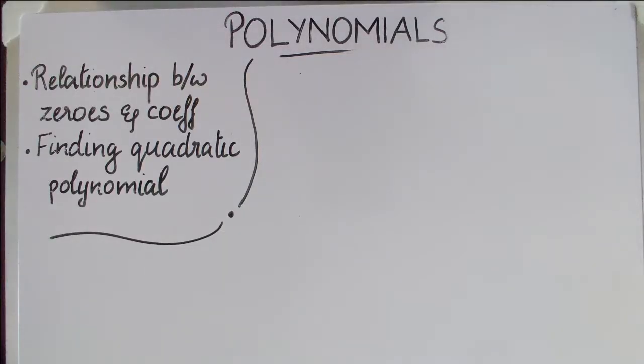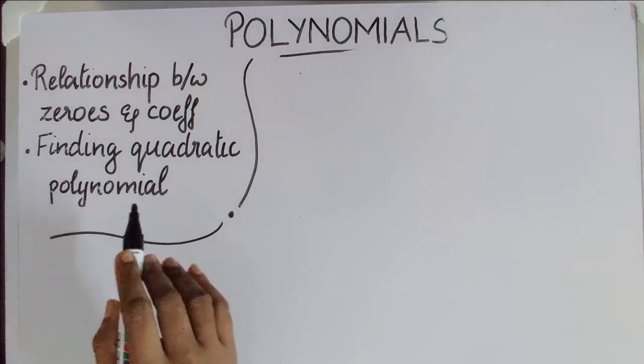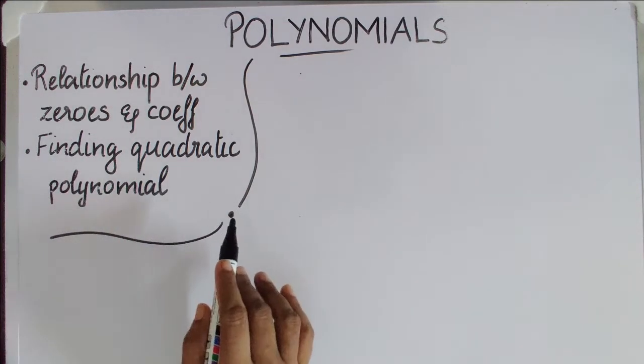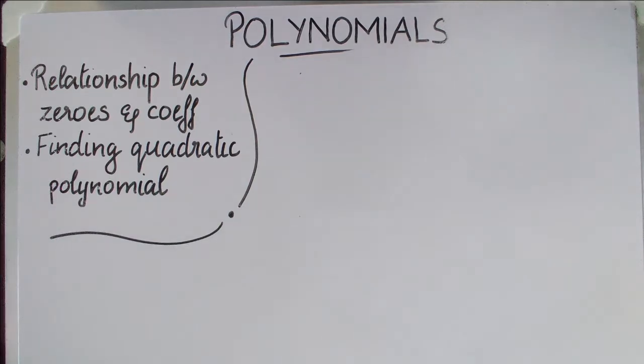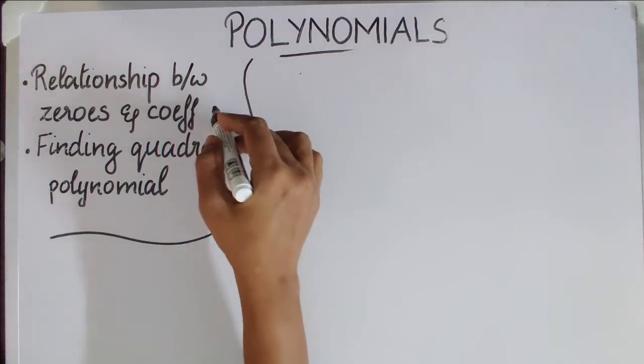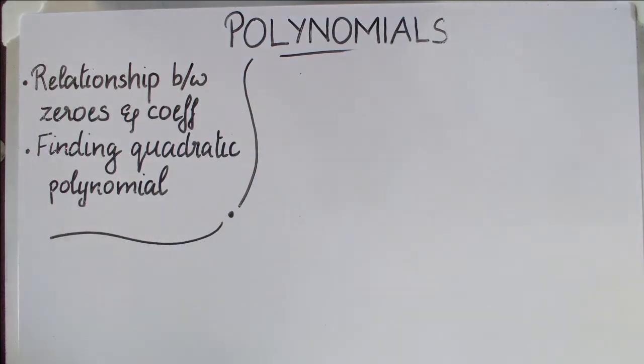Friends, in the previous section I have explained the first part of polynomials, and in this section we are going to discuss the relationship between zeros and coefficients, and finding a quadratic polynomial. Now we can go deep into the topic, the relationship between zeros and coefficients.